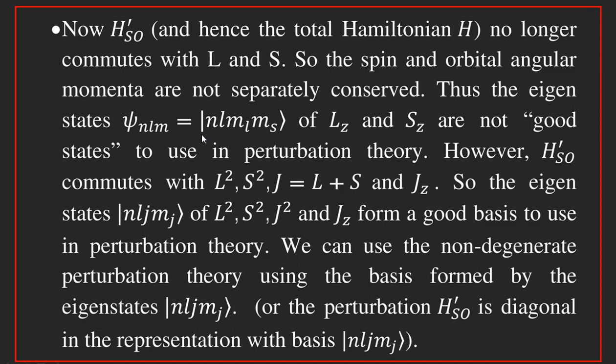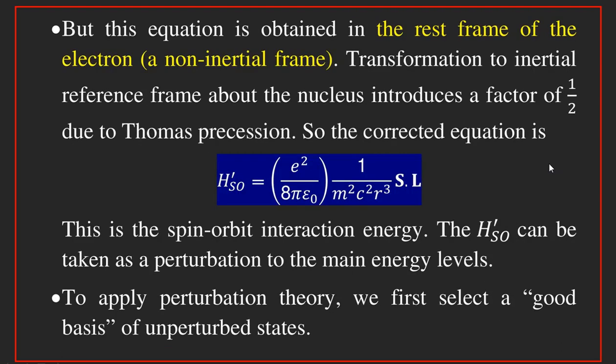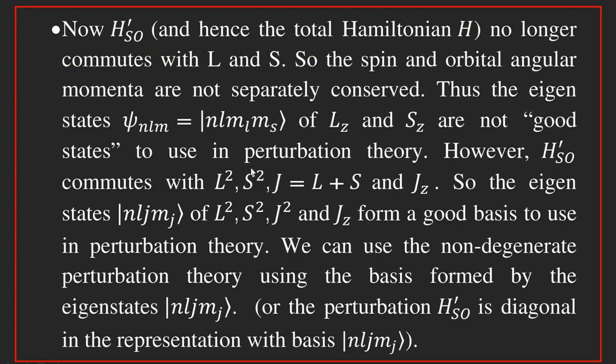So here we will select another basis for the representation of this H dash of SO. We take this H dash of SO, which contains L dot S. This L dot S commutes with L square, S square, and the total angular momentum L plus S, represented by J, and the Z component of the total angular momentum, J_z.